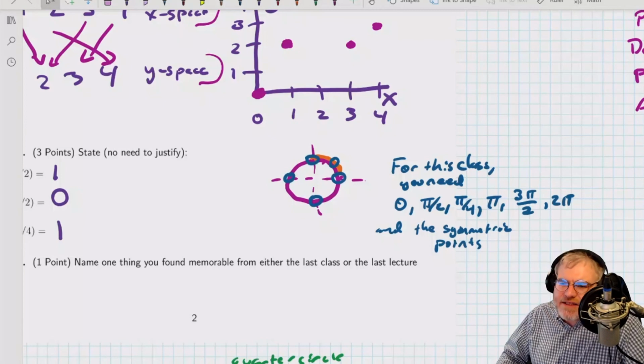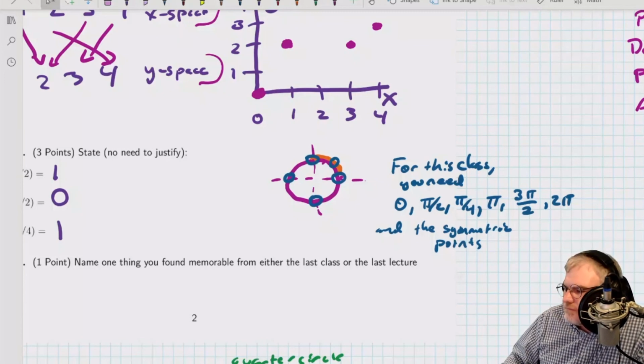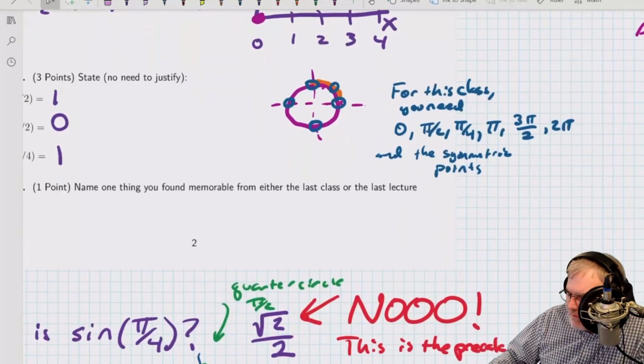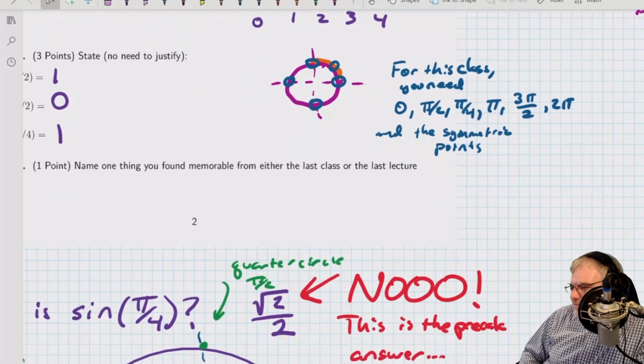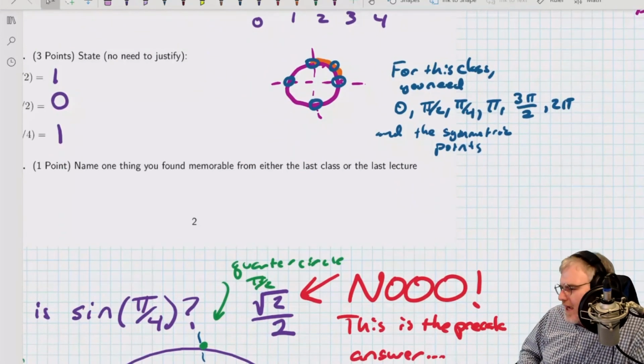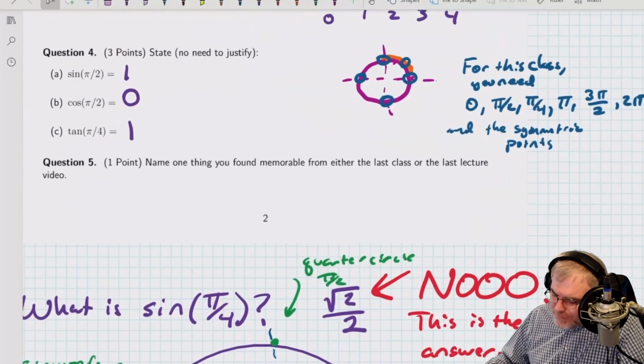Just out of curiosity, what is the sine of pi over 4? Somebody put it in chat. What is the sine of pi over 4? Root 2 over 2. That's the pre-calc answer. It's a good answer to come up with off the top of your head. I love that you were able to do it. Okay? That's the pre-calc answer.